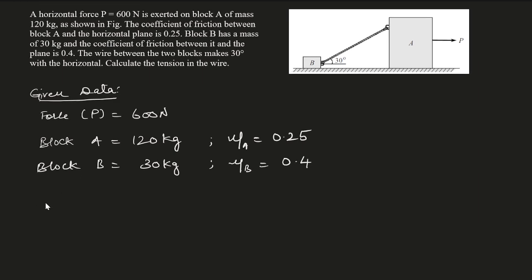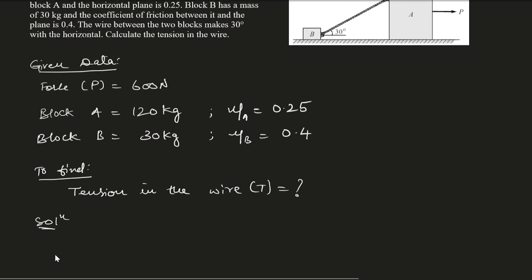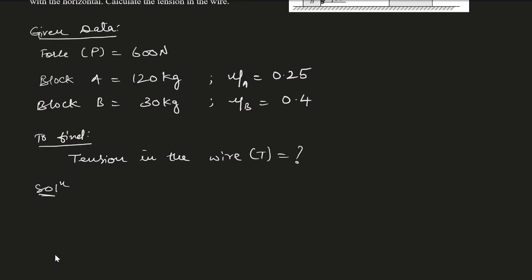Okay. So what are we supposed to find? To find the tension in the rope, the tension in the wire, that is T. So how can we solve? Again, we'll be using Newton's second law of motion to find out this tension in the wire.